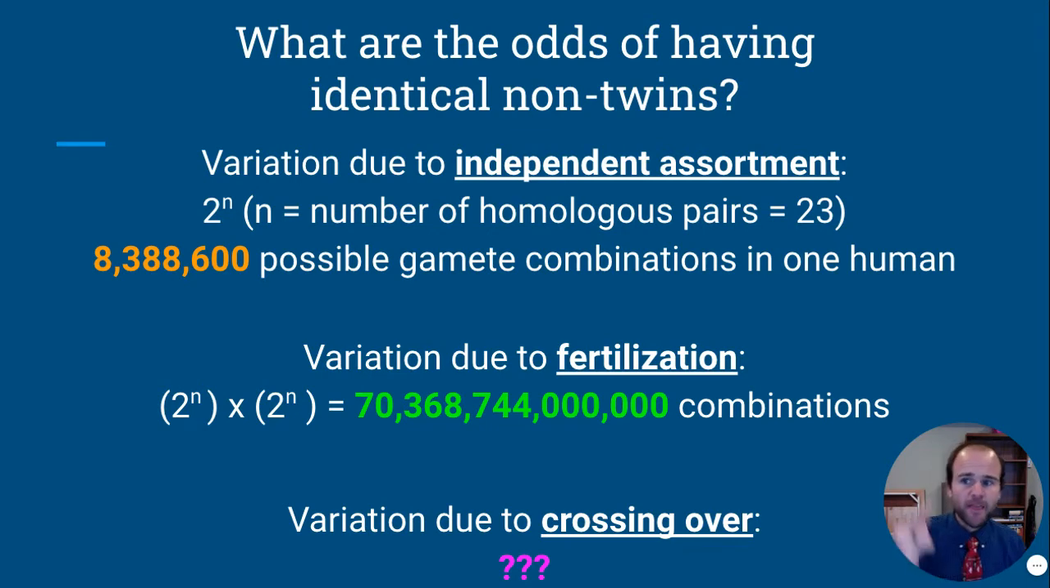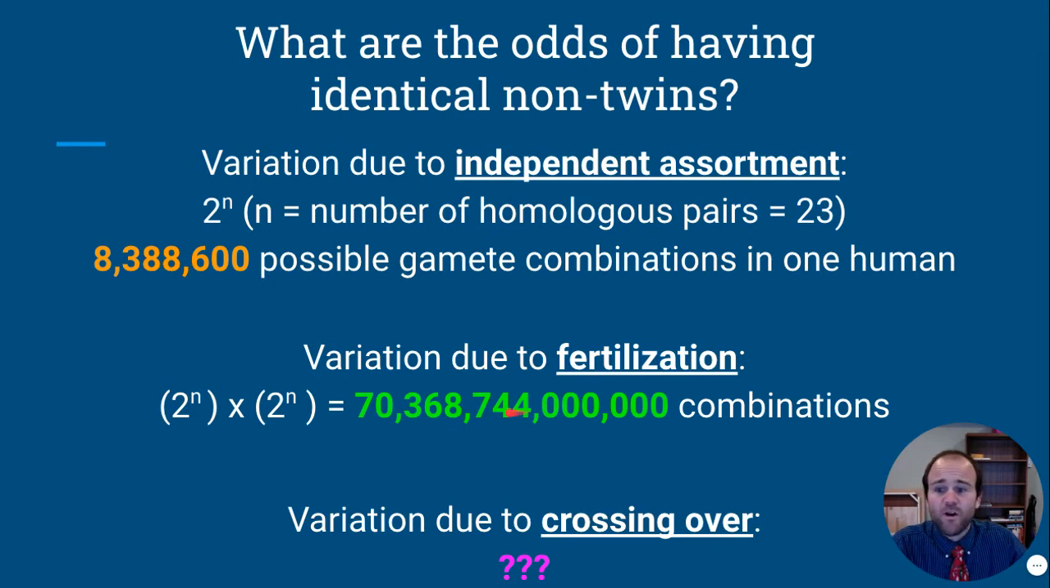So why is that? Well, look at independent assortment. That is 2 to the n, where n is how many homologous pairs we have. We have 23 pairs. So that means just by mixing up how they line up in that metaphase 1, there's over 8 million different gamete combinations in one human. So unless you're about to have 8 million kids, you're not going to have 2 that are the same. But because of fertilization, you have to actually multiply those together: over 8 million times 8,388,000 again, because mom's doing independent assortment and dad's doing independent assortment.